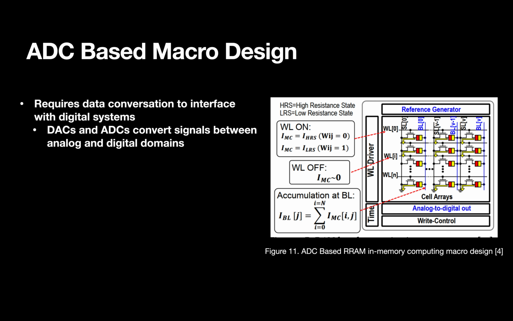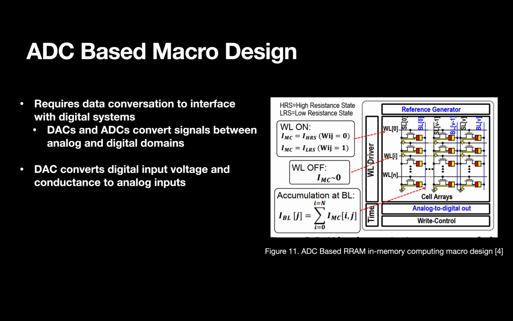An in-memory computing macro is the basic processing core of VMM operations. RRAM-based in-memory computing operates in an analog format and therefore requires data conversion for the macro to interface with its surrounding digital systems. Analog to digital and digital to analog converters are used to bridge this gap. The digital input vectors are converted into analog voltages, and then the dot product engine performs the VMM computation with the conductances. The output current is converted to a digital output vector by the ADC.